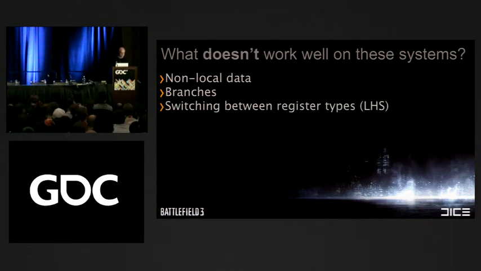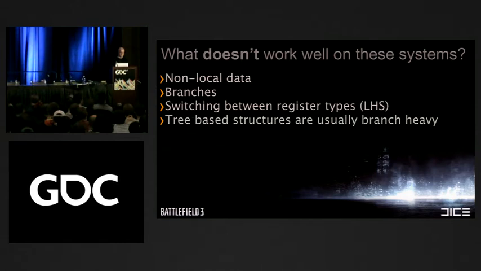And this is a console-specific thing that is actually really expensive: switching between register types. If you need to use a float in a vector register, you need to write it to memory and read it back, things like that. And what we saw is that tree-based structures are usually branch-heavy. So we started looking for a structure that was easier and didn't rely on a tree-based structure.